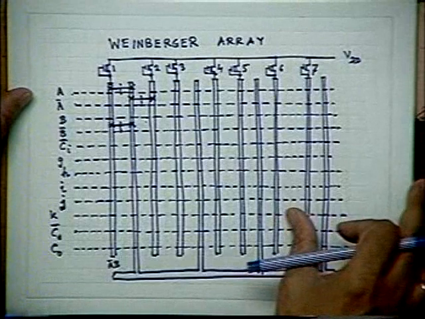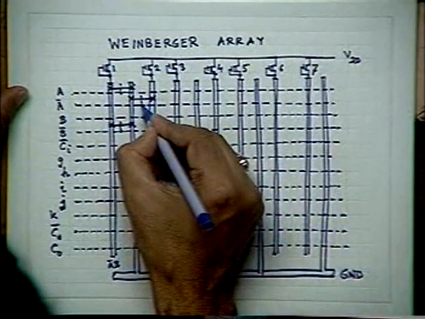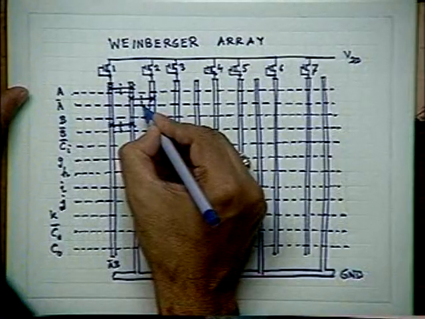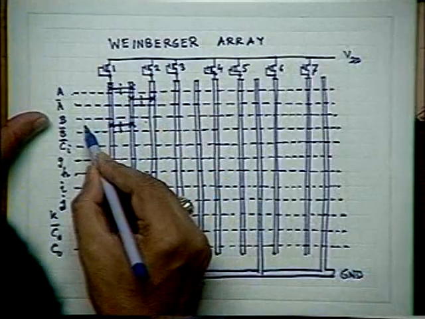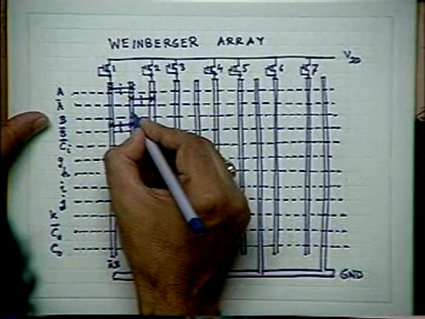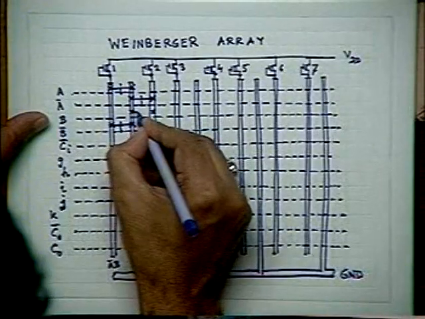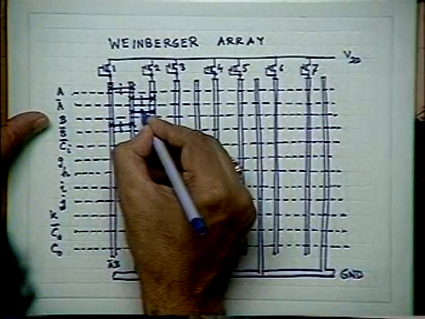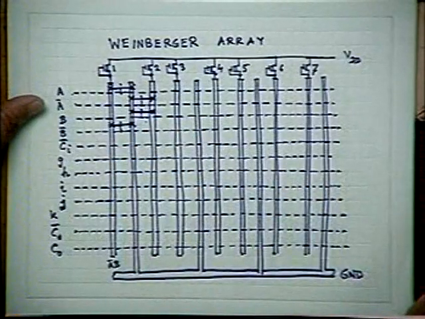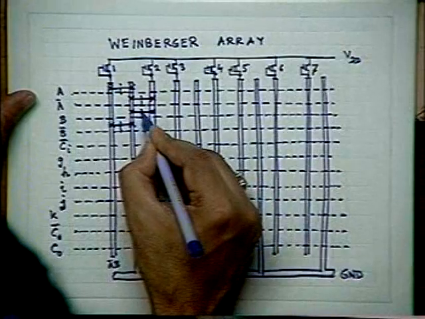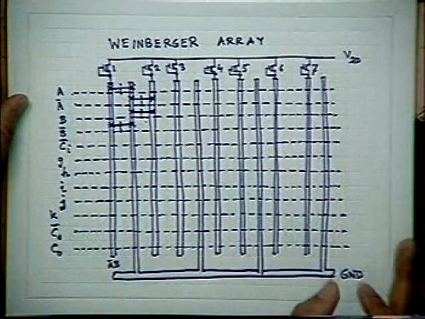I do not know whether it is visible properly or not. This emanates from this A bar line. So here I have connected. Similarly, I have to apply B. So I do the following. I have a cross cut here, put a diffusion link, and then extend the polyline like this. It is becoming clumsy perhaps. But please note, that is the technique.